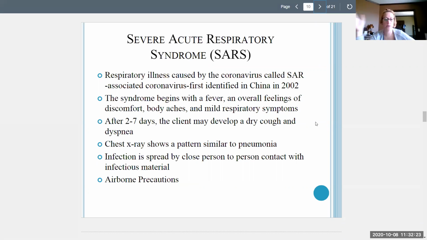Again, airborne, but close person-to-person contact, and it's also with heavier particles that make it more so droplet, but we place people on airborne precautions because of the potential for it to be airborne. And in your text, I believe it doesn't say SARS in IGI, I think it's called MERS, Middle Eastern Respiratory Syndrome. So if that confuses you, it's in the same section that it says MERS in there.